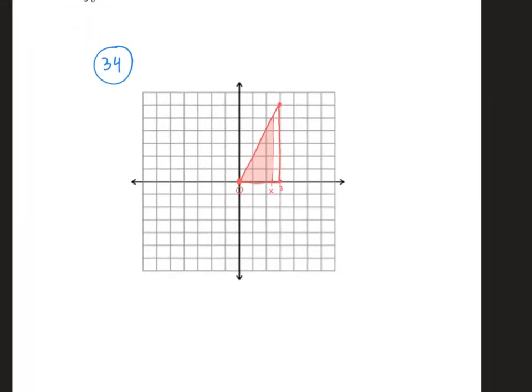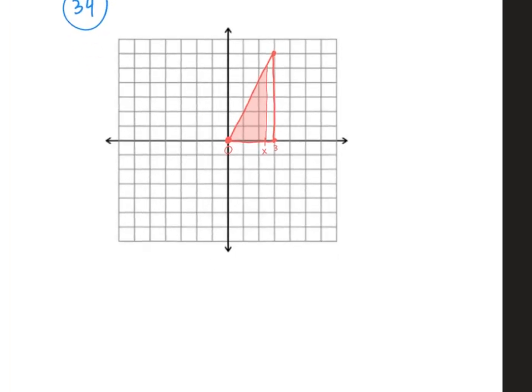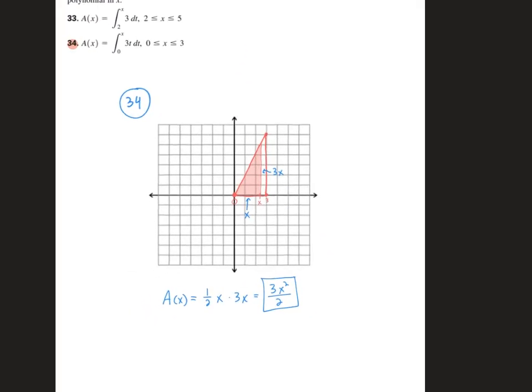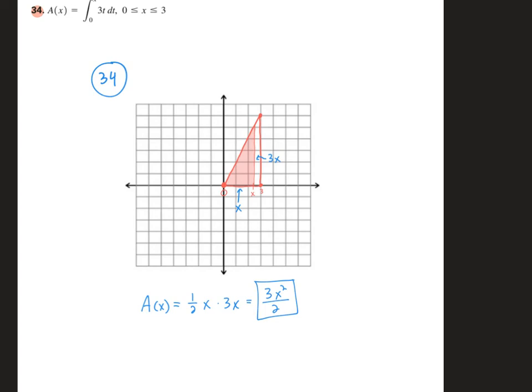And then kind of just like before with the b's, which will end up being a function of x. This distance is x, this distance is 3x here, and so it's 1/2 base times height. That's what that would be. Okay, so that's the polynomial that represents the area depending on whatever x you choose.